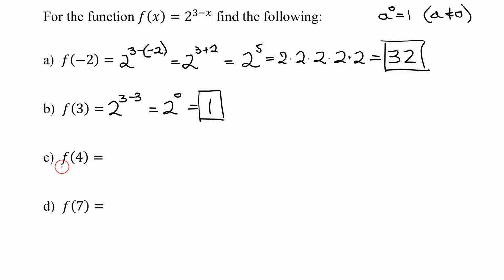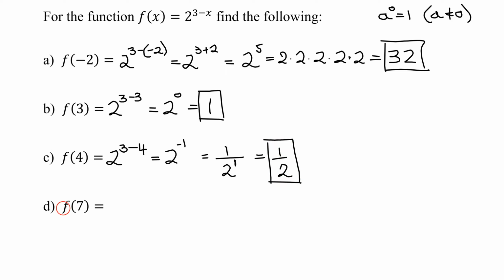In part C, we have to evaluate f of 4. So that's 2 raised to the 3 minus x, which is 3 minus what's x in this case? 4. So it's 2 raised to the 3 minus 4 is negative 1. Now my base 2 is in the numerator with a negative exponent, so I write that as 1 over the same base 2 with the positive exponent, so it's 1 over 2 to the first power. Do we ever write anything to the first power? No, we're just going to write our answer as 1/2.